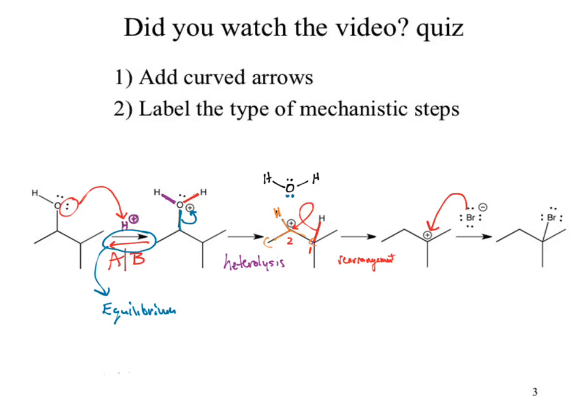The bromide is our negative. It shares electrons with that carbon. Do we exceed octets on that carbon? No. Which means we don't need any more arrows. That would be the end of it. We have 2 questions. Why?